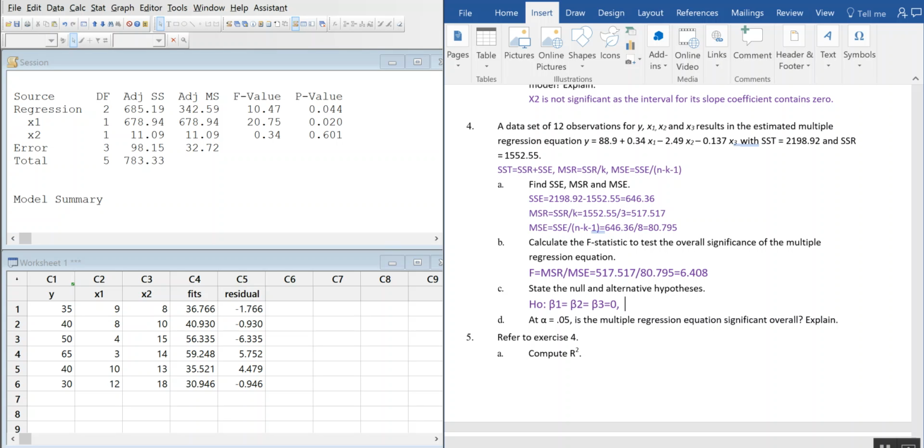Standard modus operandi is that none of my slopes mean anything. They all equal 0. You could also write this as beta 1 equals 0, beta 2 equals 0, beta 3 equals 0. I think they're all nothing. And I have 1, 2, 3 because I have 3 variables up here.